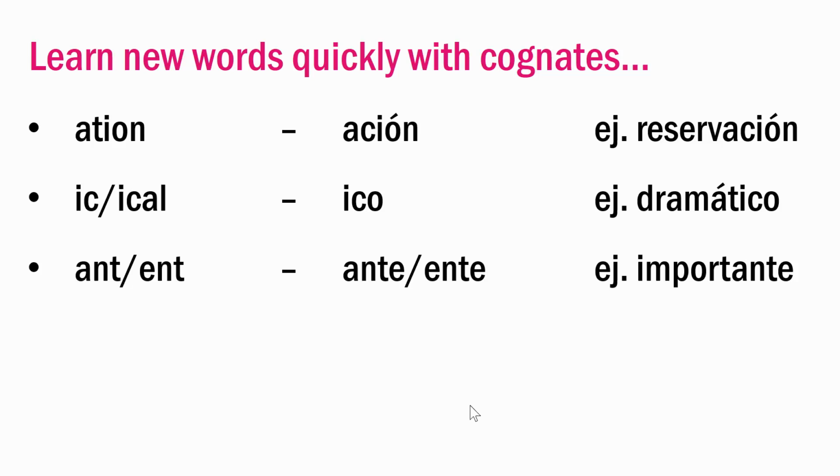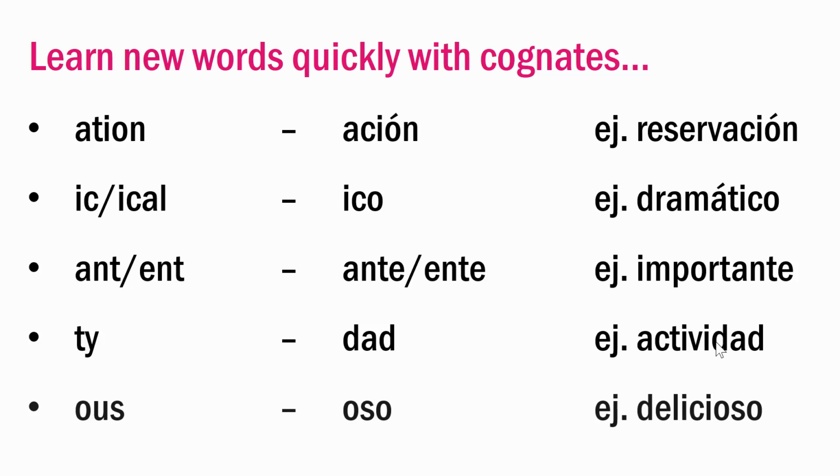Words ending in ANT or ENT will pick up an E on the end of their words. For example, the Spanish word for important becomes importante. Restaurant becomes restaurante. Words ending in ty in English will end in dad in Spanish. Activity becomes actividad. Tranquility becomes tranquilidad. Words ending in ous will end in oso in Spanish, such as delicious becomes delicioso.